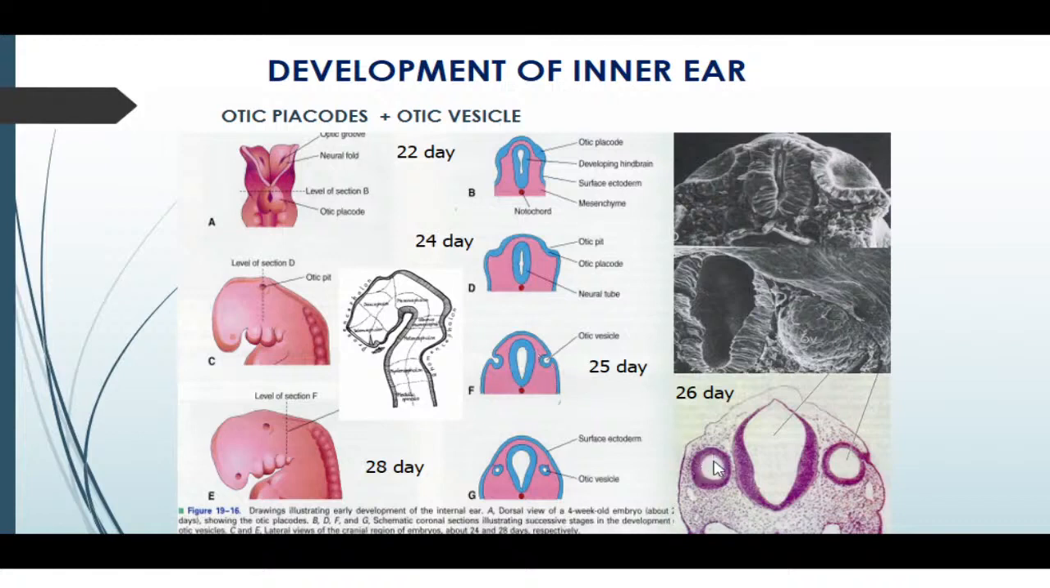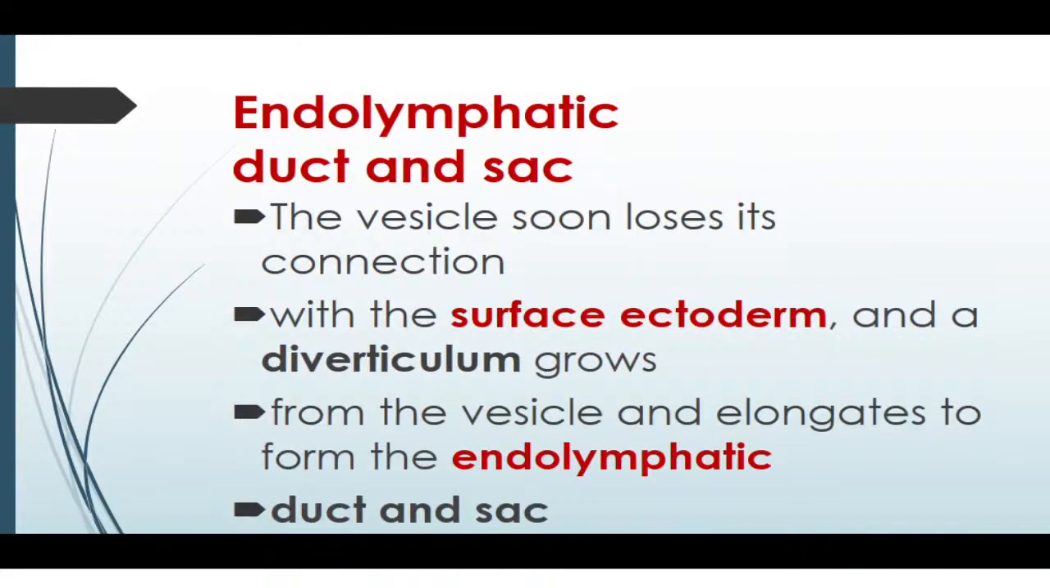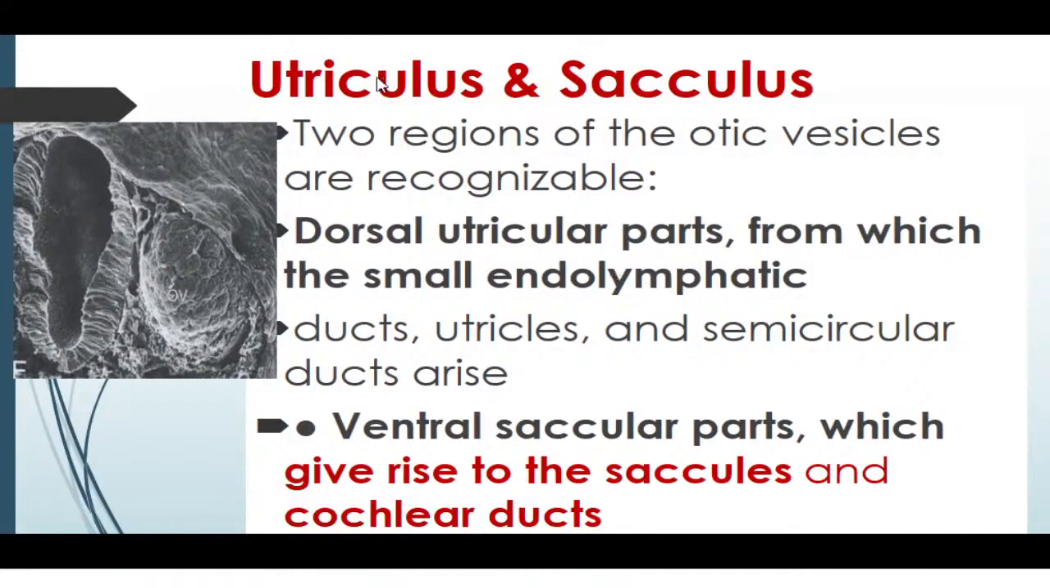Look at this one, the otic vesicle, and the neural crest cells that form the future spiral ganglion. It has two parts: we have the sacculus and utriculus. We are now talking about the otic vesicle. The edges of the pit come together and fuse to form the otic vesicle, which is the primordium of the membranous labyrinth and the endolymphatic duct and sac. The vesicle soon loses its connection with the surface ectoderm, and a diverticulum grows from the vesicle and elongates to form the endolymphatic duct and sac. Look at this one: we have the utriculus and sacculus and the formation of the endolymphatic duct.